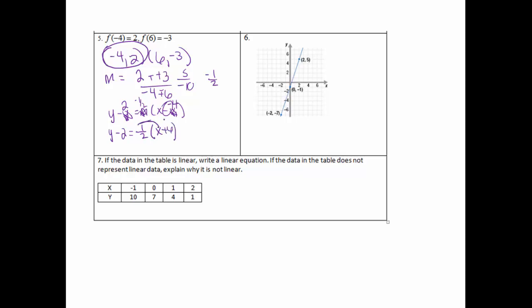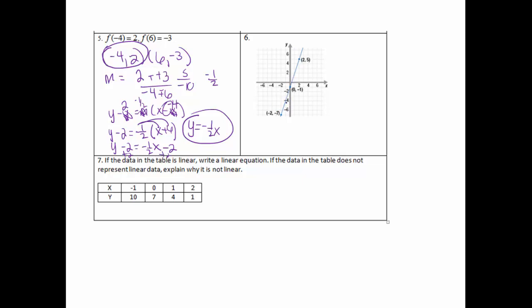I'm now going to distribute. I'll get y minus 2 equals -1/2 x, and -1/2 times 4 is -2. To get rid of this minus 2, I'll do +2. -2 plus 2 is 0, so I'll just get y equals -1/2 x. You could write +0 or just leave it off.